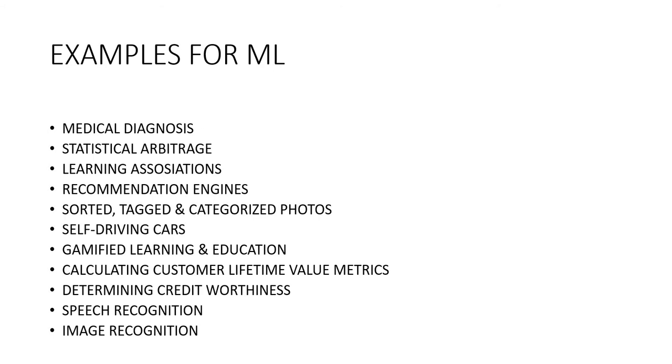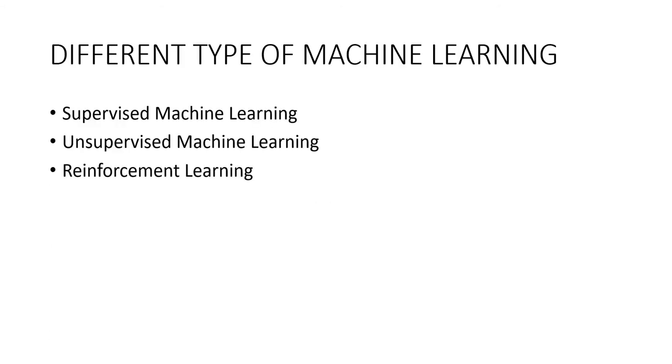Examples of machine learning: medical diagnosis, statistical arbitrage, learning associations, recommendation engines, sorted, tagged, and categorized photos, self-driving cars, gamified learning and education, calculating customer lifetime value metrics, determining credit worthiness, speech recognition, and image recognition. All are examples of machine learning.